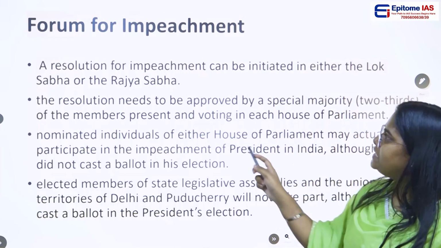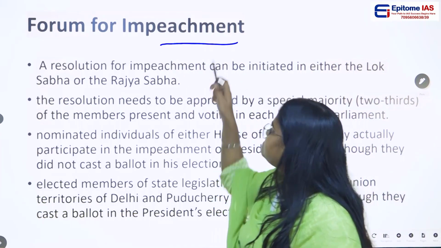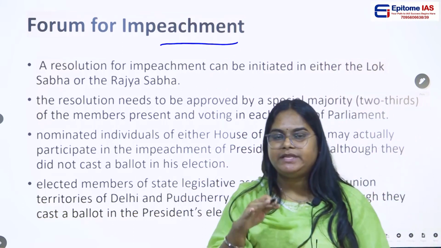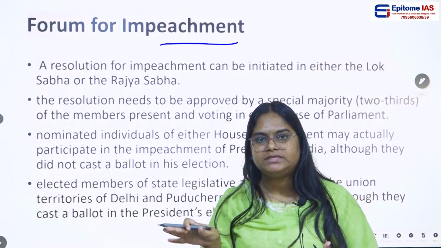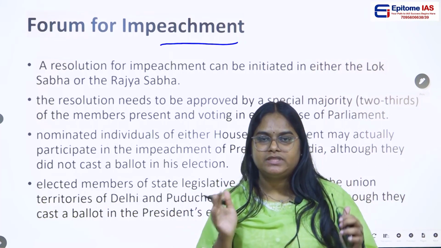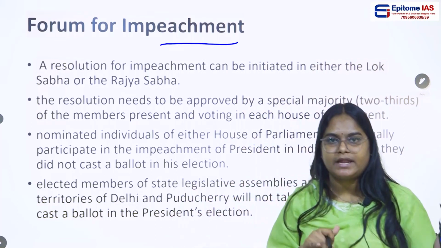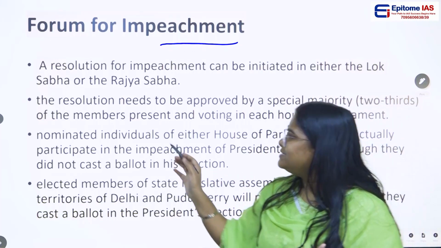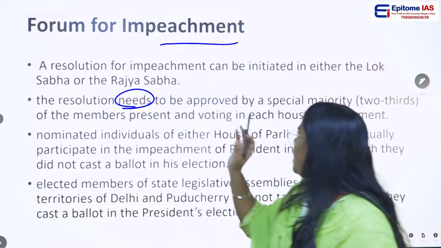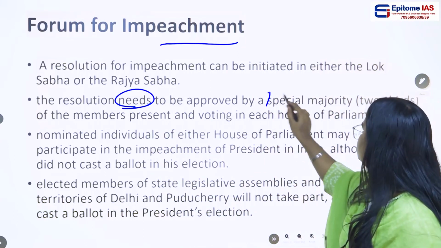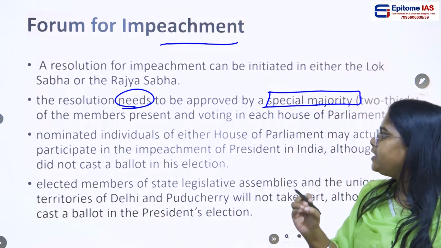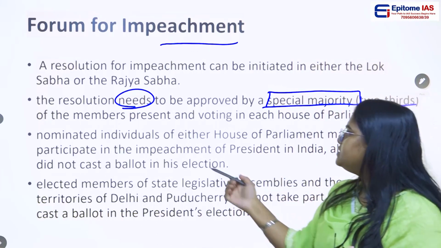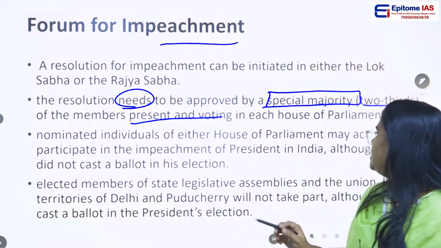Then if you see the impeachment process, the resolution for impeachment can be initiated either in Lok Sabha or in Rajya Sabha. There is no condition about this house or that house. And this resolution needs to be approved by the special majority, that is 2/3 of the members present and voting in each house of the parliament.